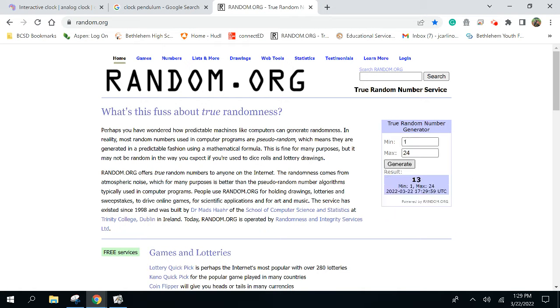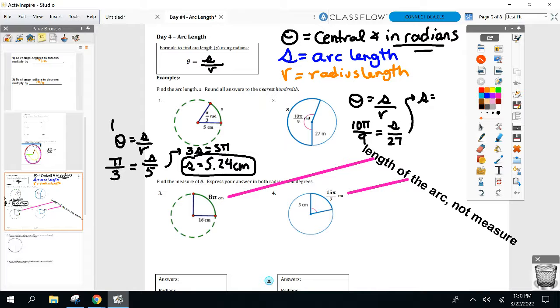When you're ready, 13. 94.2. I'm not sure about that. Need hundredth, so one more number. 94, that's nearest tenth. 94.2, 5 meters. We all good? All right, moving on.